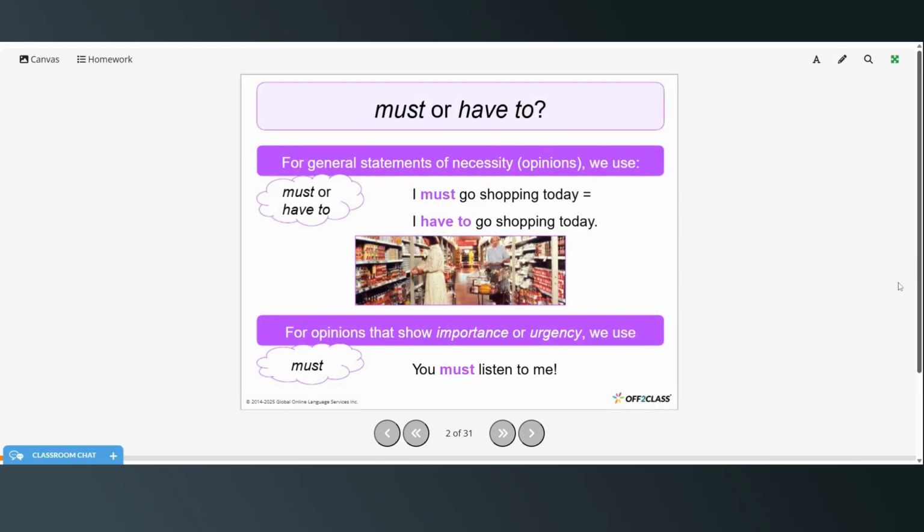So first we're going to take a look at must and have to. For general statements of necessity or opinions, we can use must or have to. I must go shopping today or I have to go shopping today really have the same meaning. For opinions that show importance or urgency, we use must. You must listen to me.